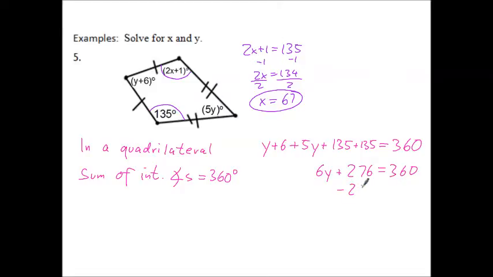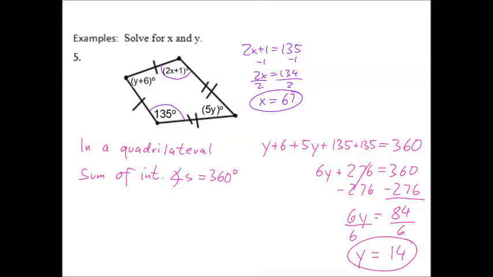So I'm going to subtract 276. 6y is equal to 84. Now dividing by 6, we get y is equal to 14.